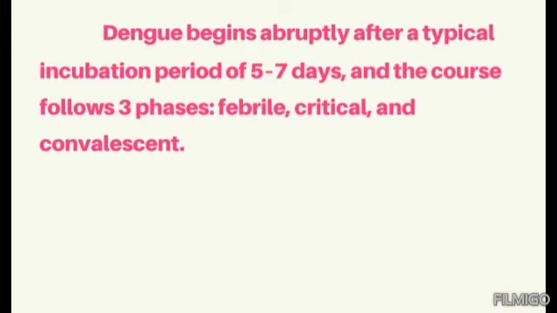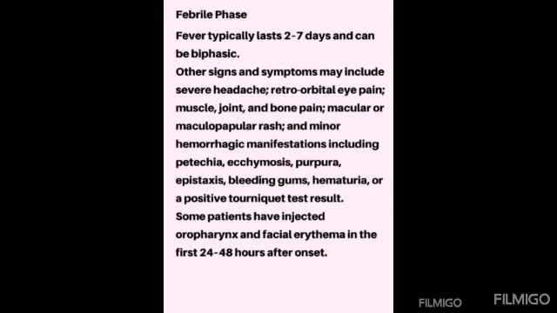Dengue begins abruptly after a typical incubation period of 5 to 7 days, and the course follows 3 phases: febrile, critical, and convalescent. The first phase is the febrile phase. Fever typically lasts 2 to 7 days and can be biphasic.